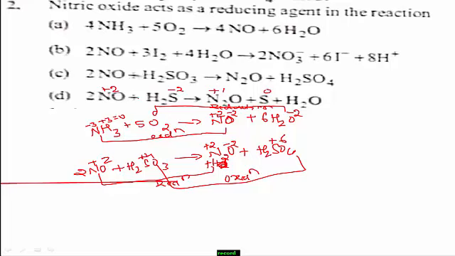But nitric oxide acts as a reducing agent in which reaction? That is the question. Which one is the correct option? Students, remember, option A is the right answer.